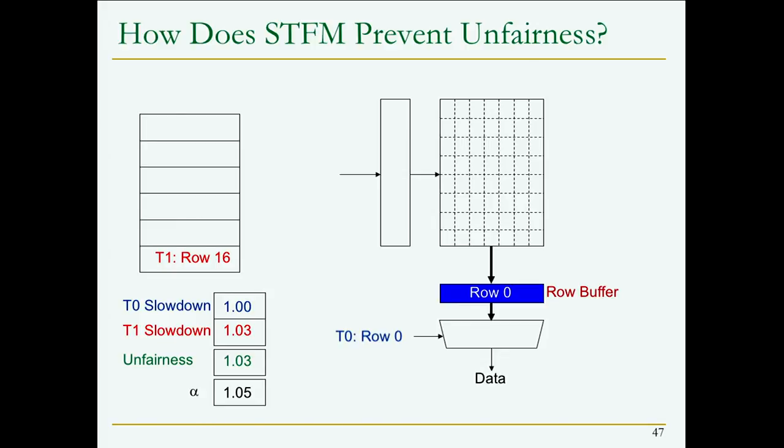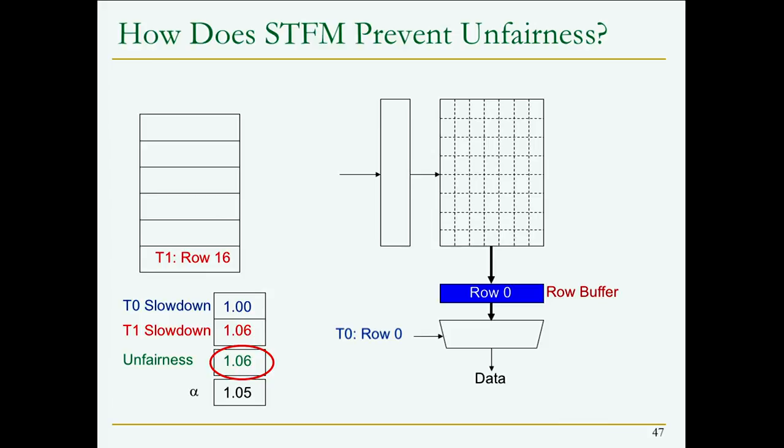As a result, it slows down and unfairness increases. But in the next scheduling cycle, unfairness is still under control. So we keep using the row hit-based scheduling policy. At that point, you slow down the thread again, and unfairness increases.